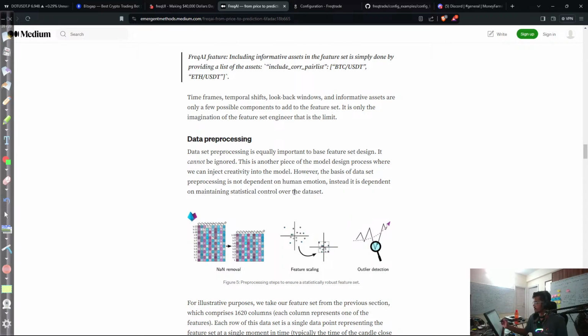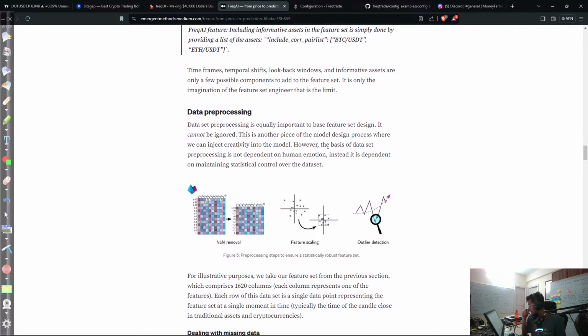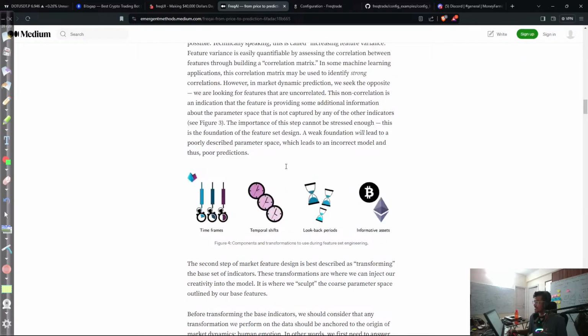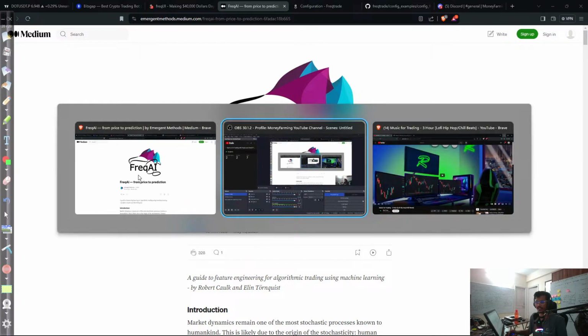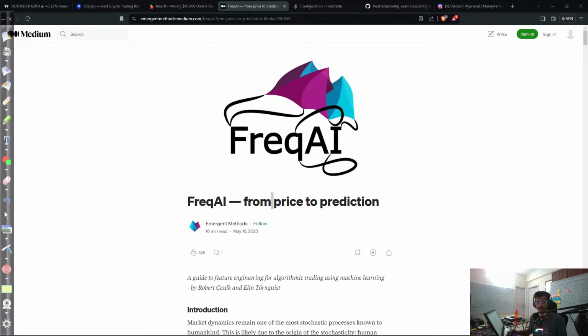So data pre-processing. Now we actually did the feature set. We got to know what a feature set is, this and that, from the article. This article, by the way, is written by the guys who wrote the code for FreqAI. So take it seriously. I don't think you might have read this article. Let me know if you guys have read it already.